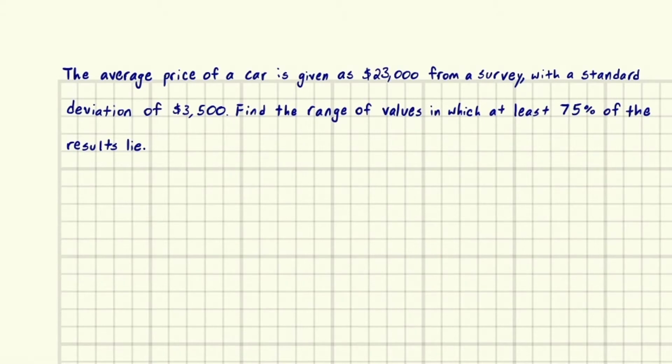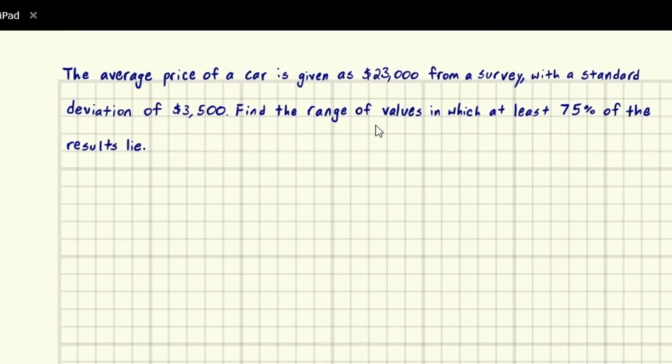So the key words here are within the range of values at which at least 75%. At least 75% are the big ones here. Kind of clues you in, and the fact that they're looking for a range of values for at least a percentage means that we're going to be using Chebyshev's theorem.